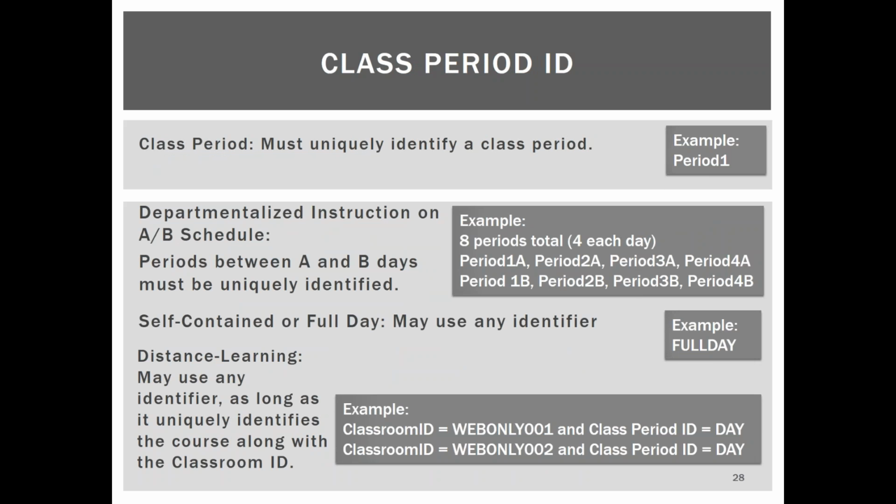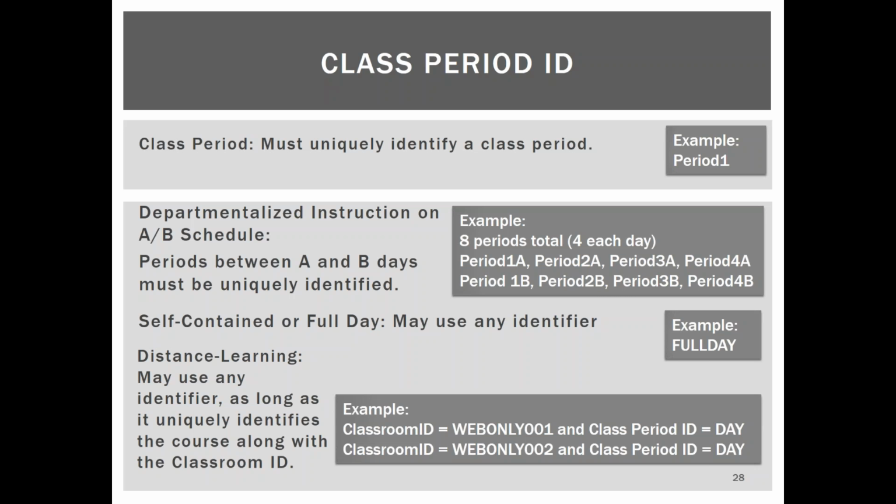Now the class period. This must uniquely identify the period that the class is being taught in. If you look at a high school, let's say they're in room 101 and it's period 1. That's pretty easy to identify, but we always have situations where it gets a little bit more complicated. So let's say you have an A and B schedule, which we come across a lot. The example I'm going to use here is you have 8 periods total, 4 in each day. You could identify them as something like period 1A, period 2A, period 3A, and then period 1B, 2B, 3B, etc.